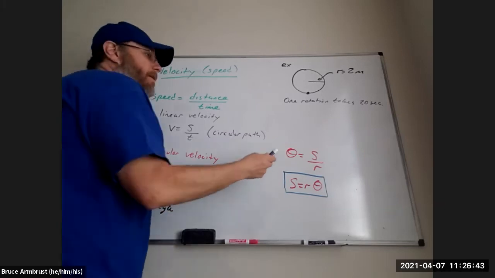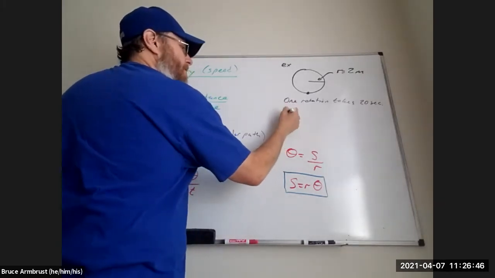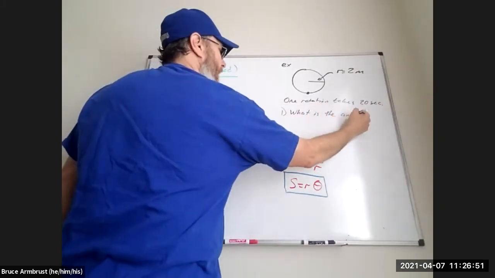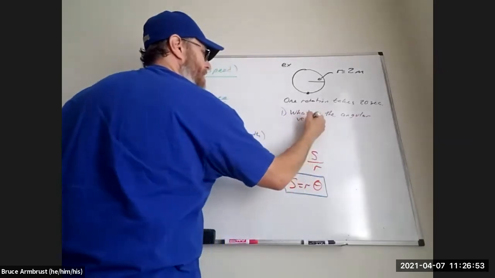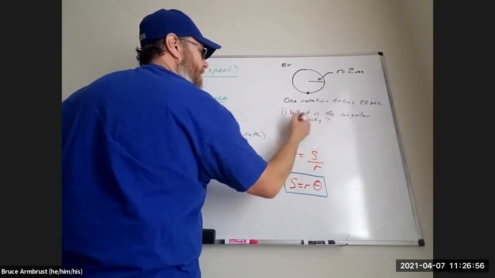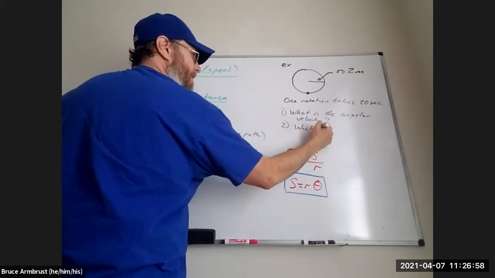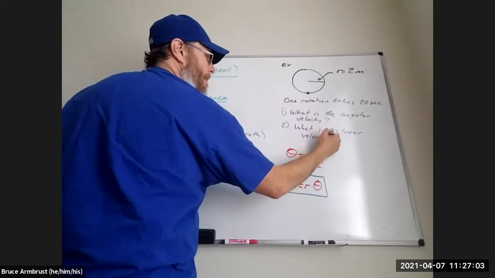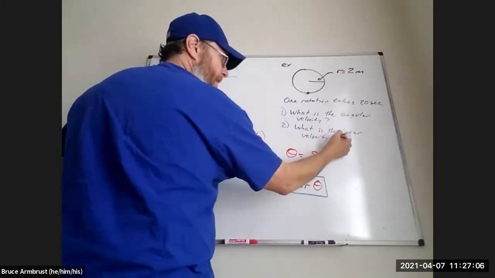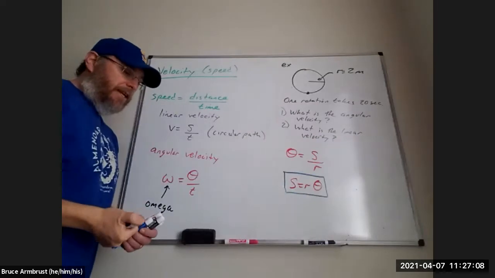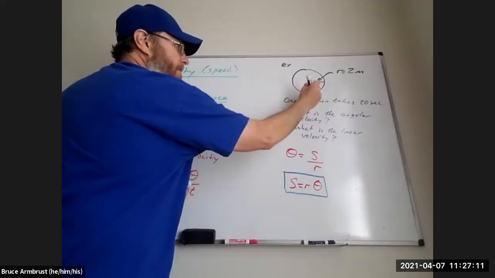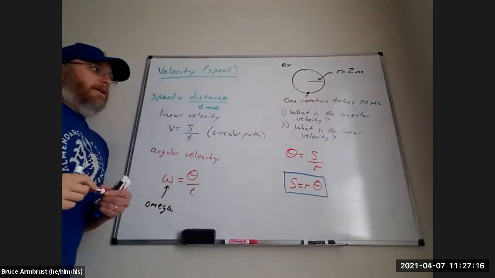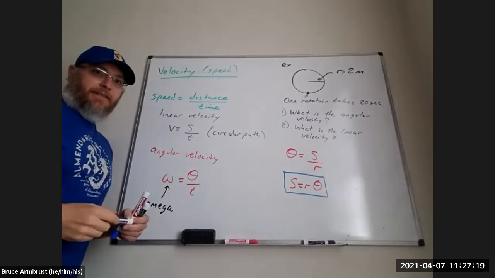Here's what I want to know. The first question is, what is the angular velocity? And the second one is, what is the linear velocity? That's at this point. So for us out here at this point, what are our angular velocity and our linear velocity?